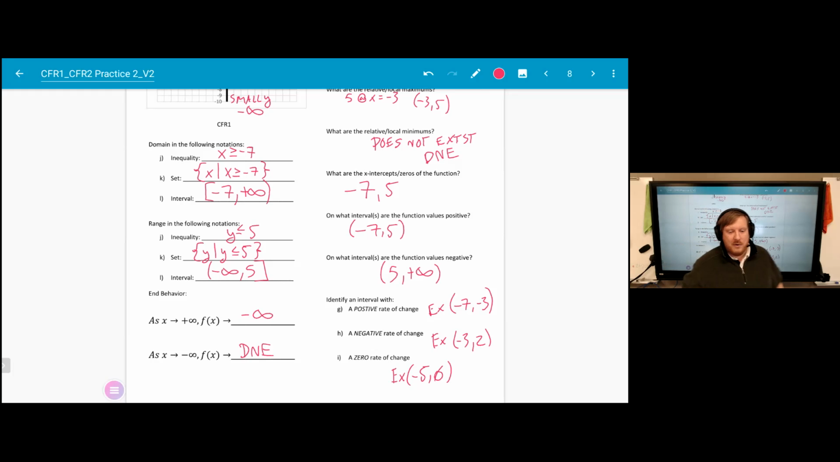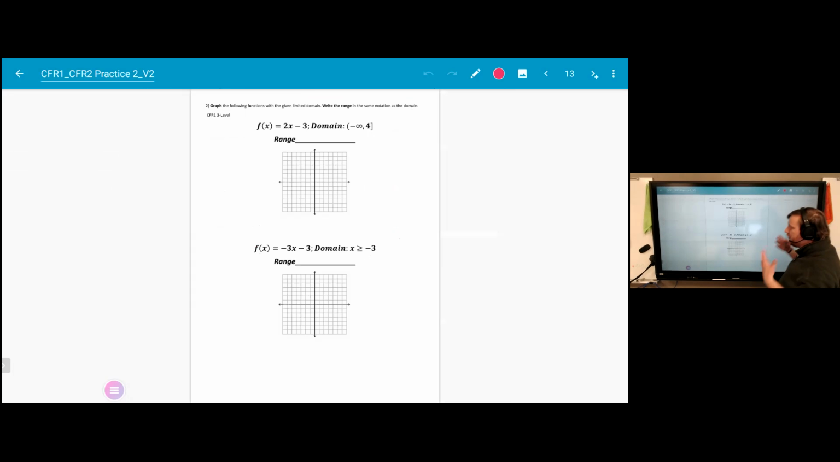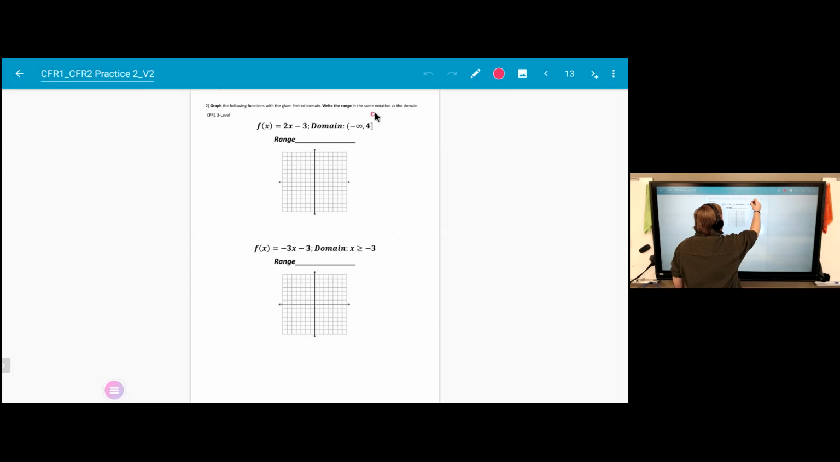All right, we've got one more thing that I'm going to throw in here. On the last page, this is your 3-level for CFR1. Graph the following functions with the given limited domain. Write the range in the same notation as the domain. So in other words, we've got this line. In this case, it's going to be a ray because it's going to end when x equals 4, but it goes on to negative infinity in x.